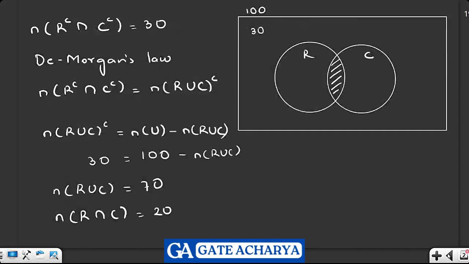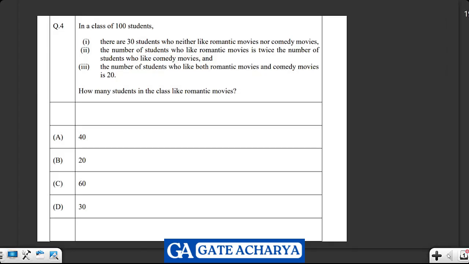Now, what is the question asked? How many students in the class like just romantic movies? We found that the answer is 60, so Option C is the answer. That's it. So learn how to manage set theory. It's a very simple question. I hope this is understood by everyone.